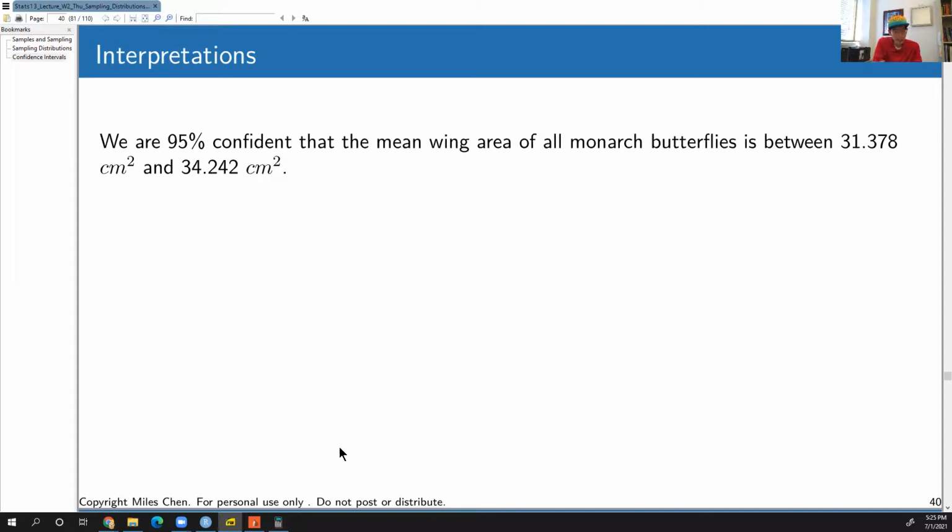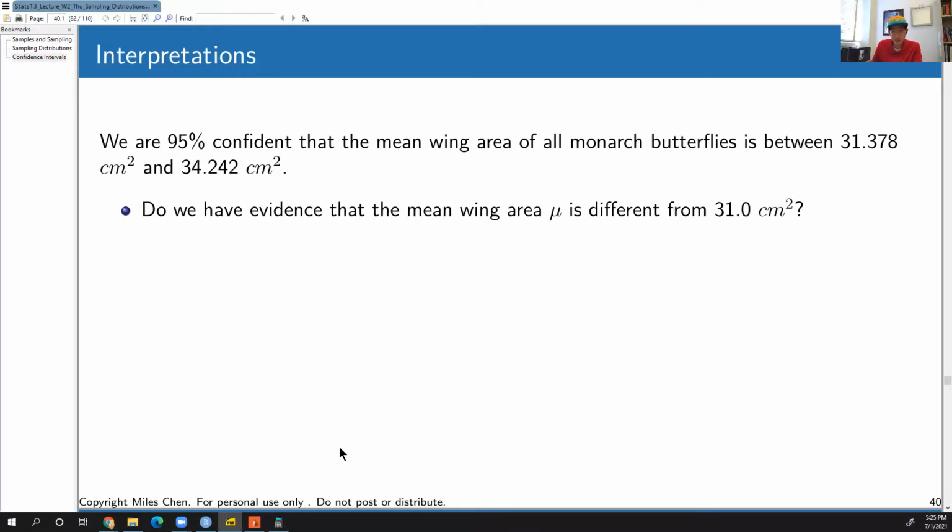How can we make some interpretations here? Someone asks, do we have evidence that the mean wing area is different from 31 square centimeters? I'm 95% confident that it's between 31.4 and 34.2. Let's keep it simple with those numbers. Is it different from 31.0?